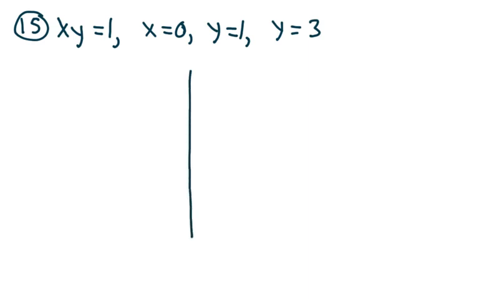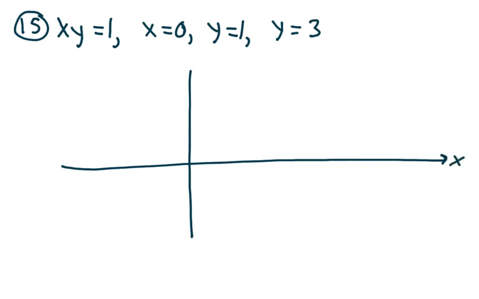So on 15, suppose we had xy equals 1, x equals 0, y equals 1, and y equals 3. Okay, so here's x, here's y. So let's take a look at a picture. Now, when y is 1, if I plug 1 into the first curve, can we agree that x is 1? And so I'm going to come over here and I'm going to plot 1, 1. If I plug y equals 3 into the first curve, I get x equals 1/3. So I'm going to, let's say, come over here, and I'm going to go up 3. Let's try that again.